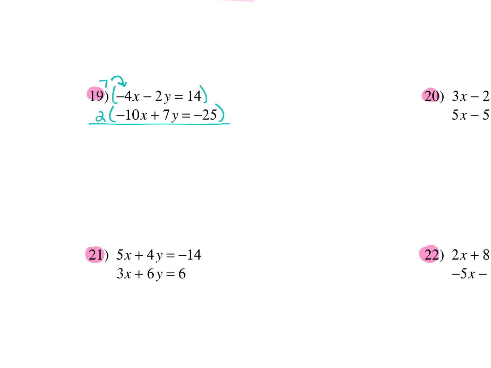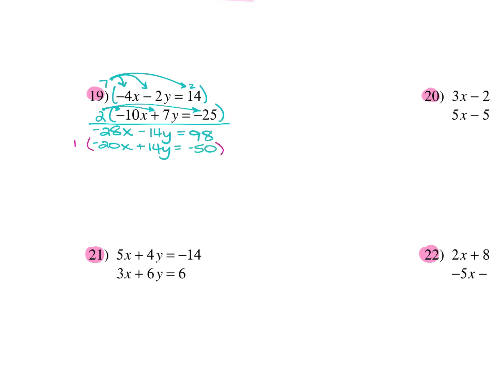So distribute in that 7 onto that top equation. 7 times negative 4x is negative 28x. The 7 times negative 2y is negative 14y. And the 7 times 14, 7 times 4 is 28. 7 times 1 plus 2 is 9, so it's 98. The 2 distributed into that bottom equation. 2 times negative 10x is negative 20x. 2 times 7y is positive 14y. And 2 times negative 25 is negative 50.